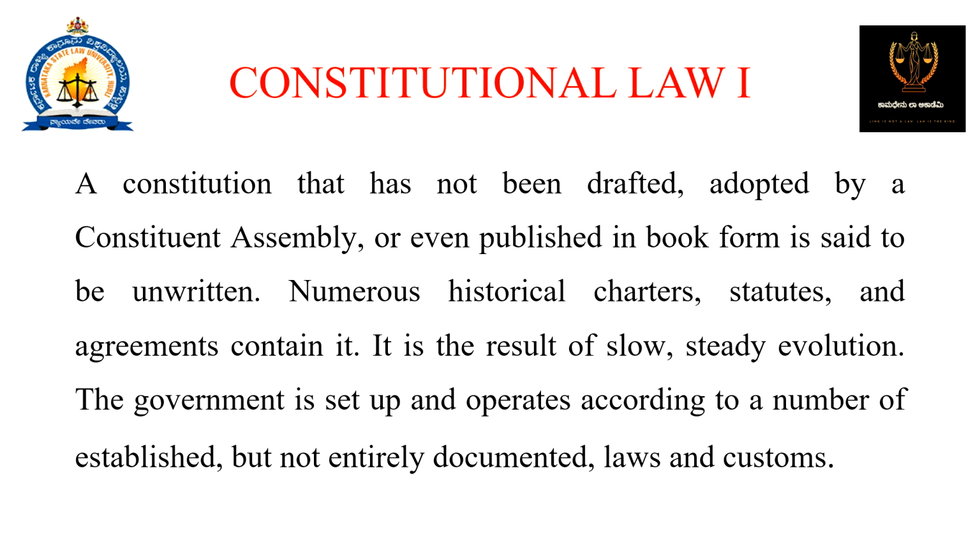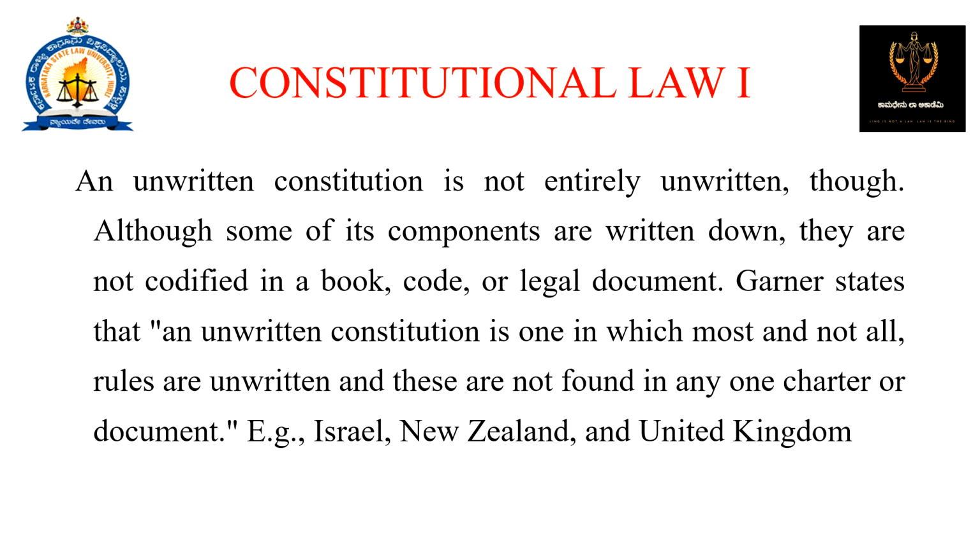A constitution that has not been drafted, adopted by a Constituent Assembly or even published in book form is said to be unwritten. Numerous historical charters, statutes and agreements contain it. It is the result of slow, steady evolution. The government is set up and operates according to a number of established but not entirely documented laws and customs. An unwritten constitution is not entirely unwritten; although some of its components are written down, they are not codified in a book, code or legal document.